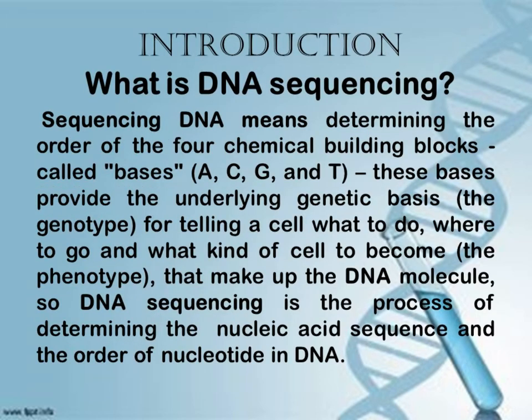Let's have a look at the basic introduction of DNA sequencing. It means to determine the order of the 4 chemical building blocks called bases. These bases include the purines and pyrimidines, which are A, C, G, and T: adenine, cytosine, guanine, and thymine. These bases provide the underlying genetic basis, that is the genotype, for telling a cell what to do, where to go, and what kind of cell to become, that is the phenotype, that makes up the DNA molecule.